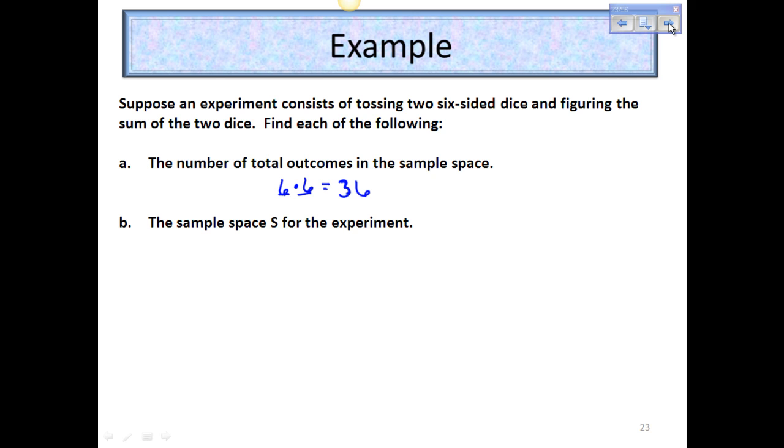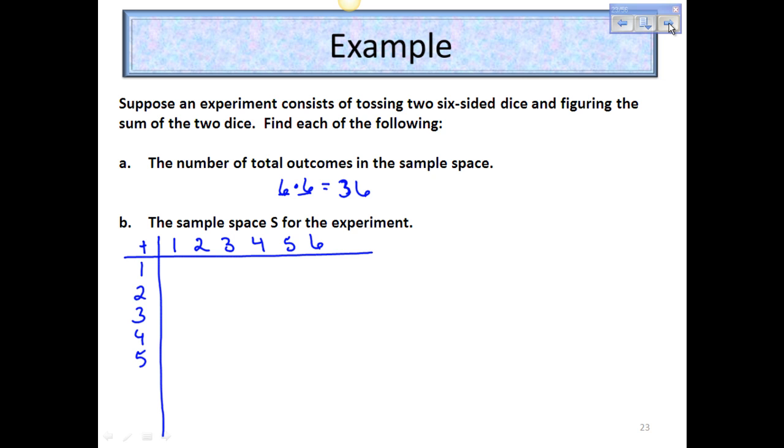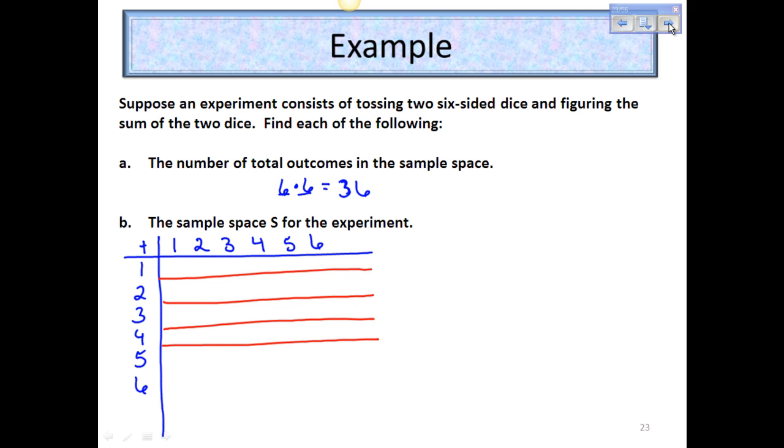Now it said find the sample space for the experiment. This is a little bit trickier because we need to make sure that we get all 36 events. So we're going to make an addition table for 1 through 6. And once we make our addition table, we'll have all 36 possible outcomes.